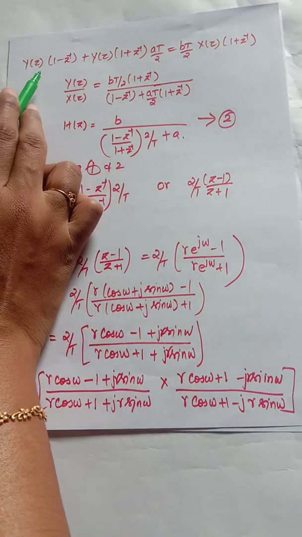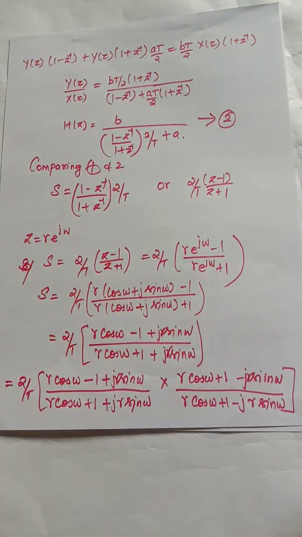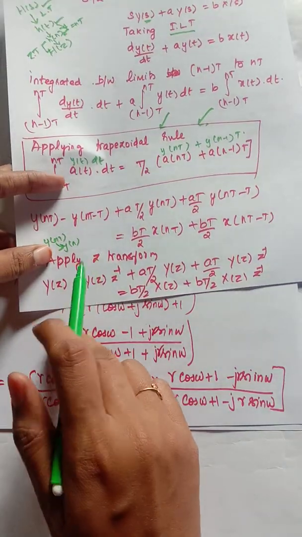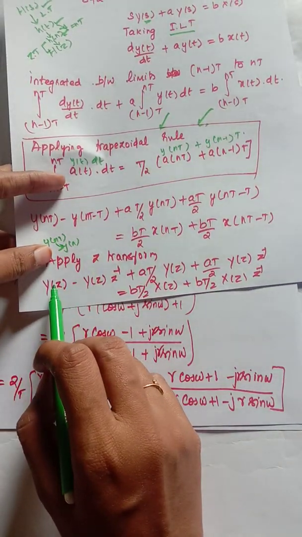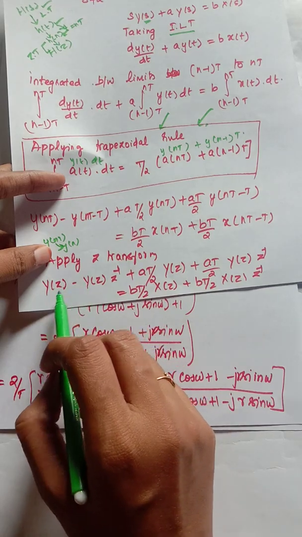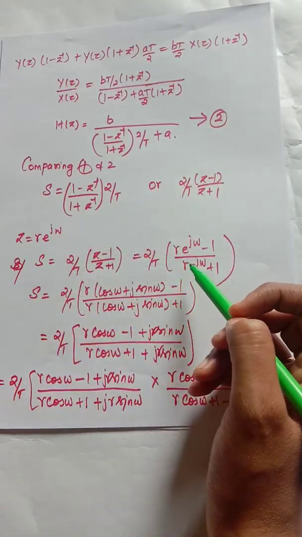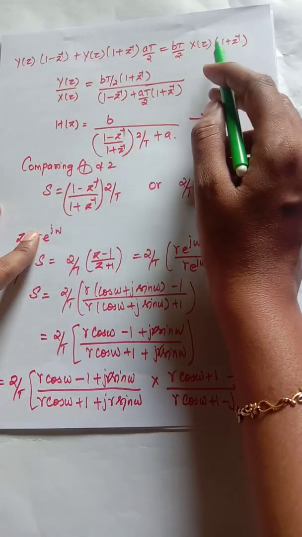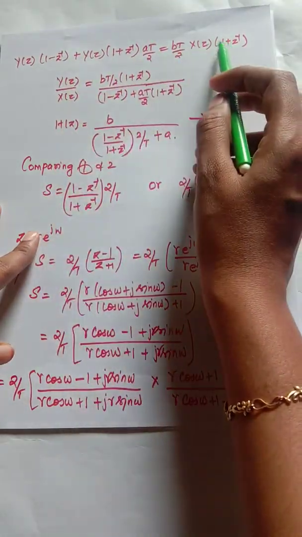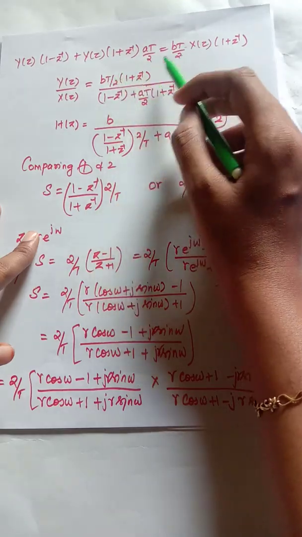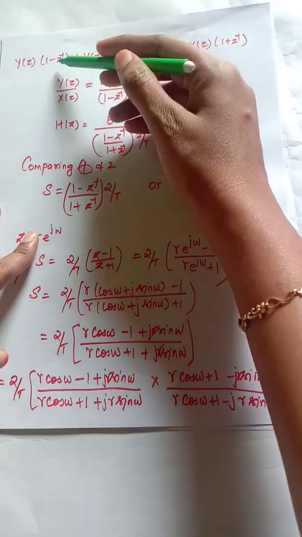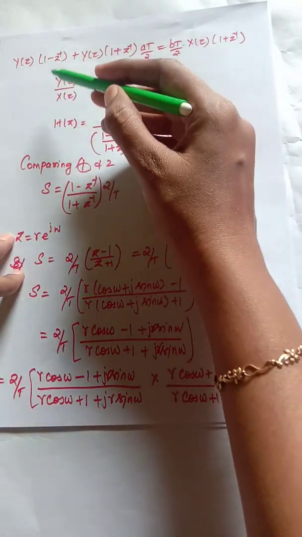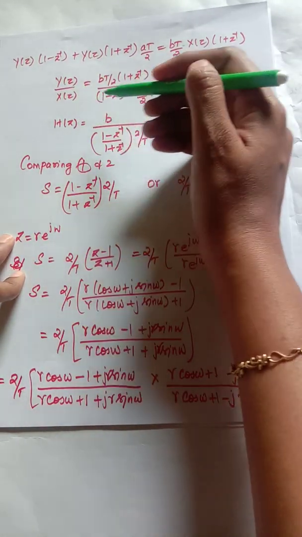Now see here, after the steps, what I need to do is find the transfer function, so I need to combine Y(z) and X(z). So Y(z) I am combining here, and X(z) we are having here. So Y(z) by X(z) is equal to b by 2 (1 plus z inverse), with the remaining coefficients here. So this is nothing but your transfer function H(z).